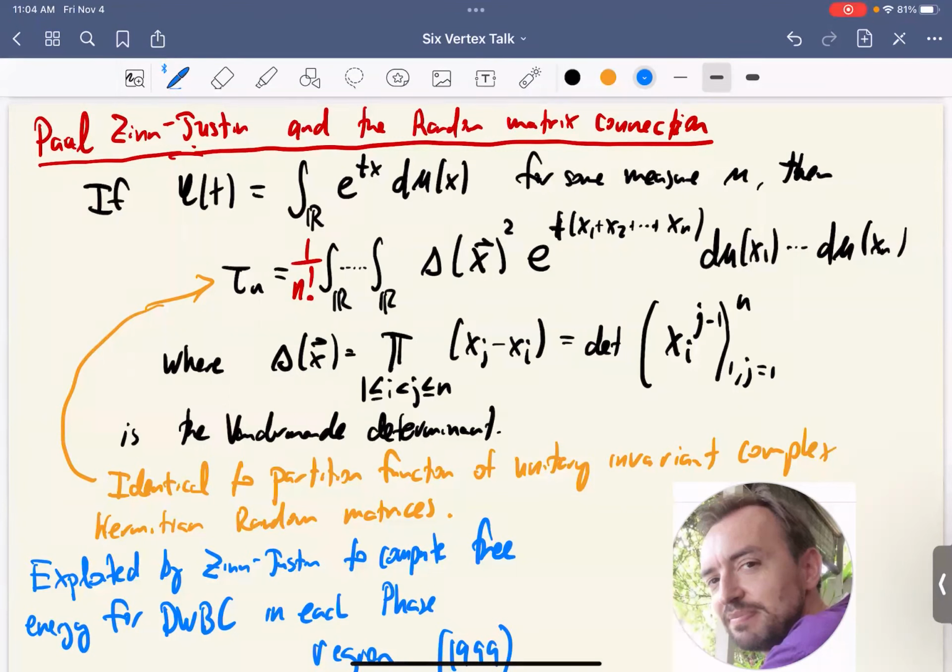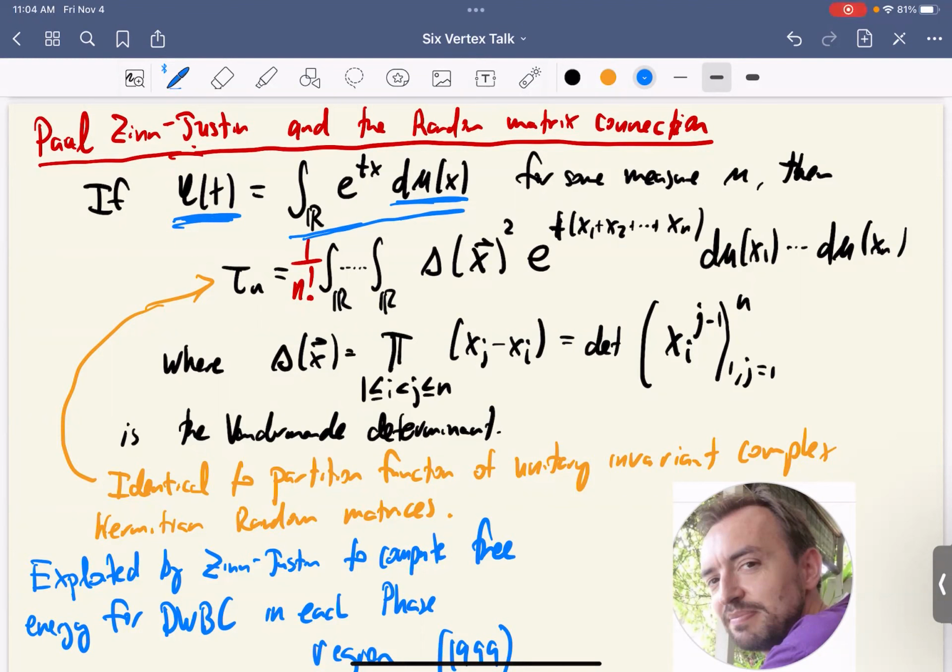So this is what he noticed. If somehow I'm able to write this phi function, which is the symbol in the Hankel determinant, as the Laplace transform of some measure on the real line. I don't know what this d mu is, but if there's some d mu so that I can write it like that, then derivatives just become multiplication by x.